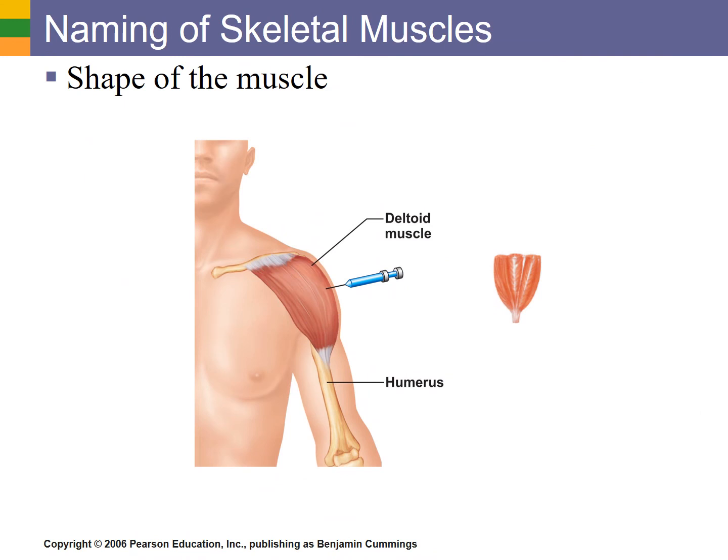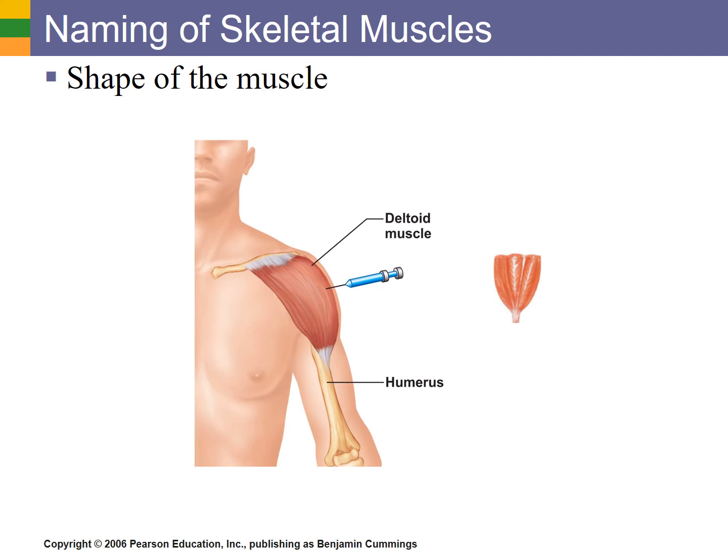Some muscles are named after their general shape. Such is the case with the deltoid muscle. The deltoid muscle is in the deltoid region and it rounds out your shoulder. If we were to remove the deltoid muscle and flatten it out, you'd see that it roughly outlines a triangle. And delta is a triangle, and that's where it gets its name.